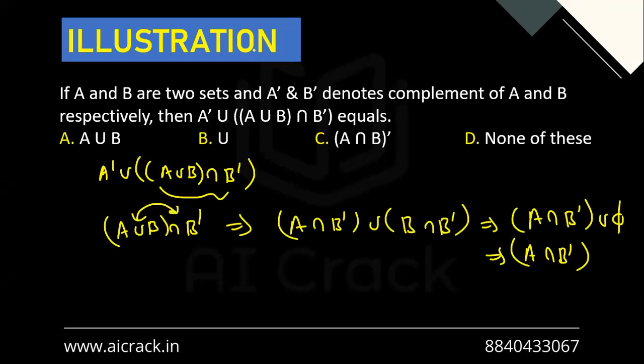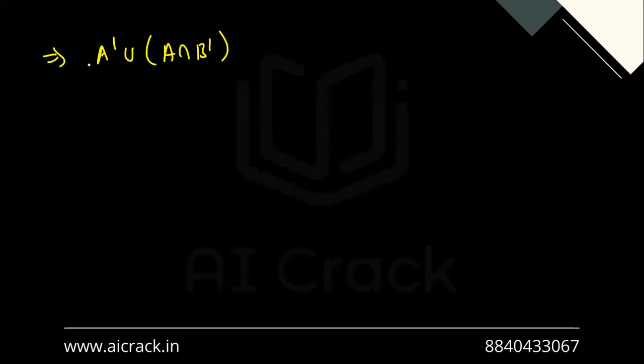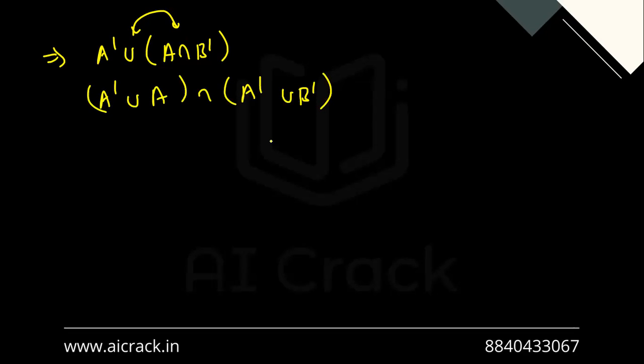A dash union A intersection B dash. Now we have got this. We can see that these two signs are different over here, so we again have to apply the distributive property. So this is nothing but A dash union A intersection A dash union B dash, right?